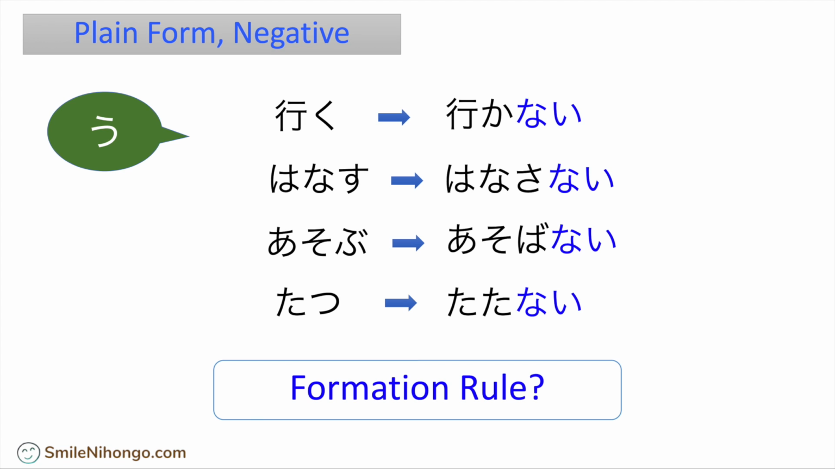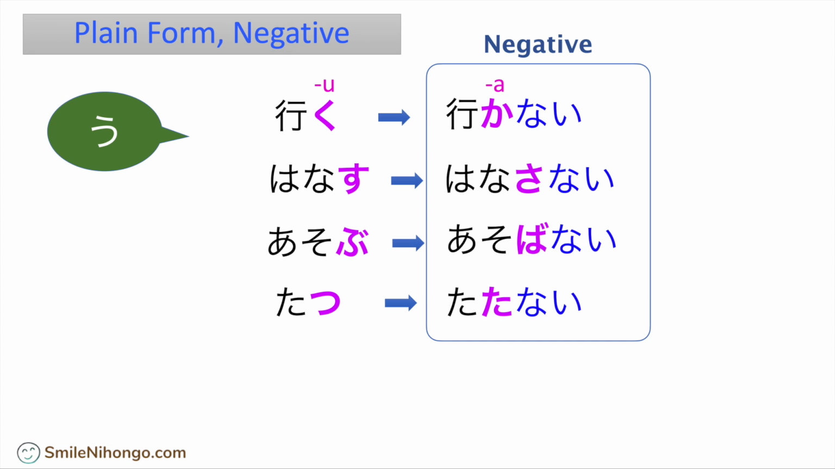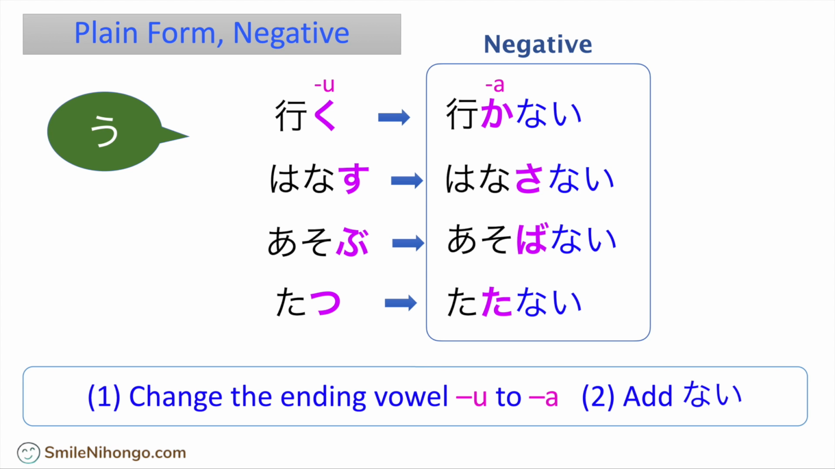Did you figure that out? Okay, here's the answer. What you have to pay attention to is the ending letter in each plain form. Ku, su, bu, tsu. To convert them into the negative form, you first need to change the ending vowel u to a. So ku becomes ka, su becomes sa, bu becomes ba, and tsu becomes ta. And then add nai after that.